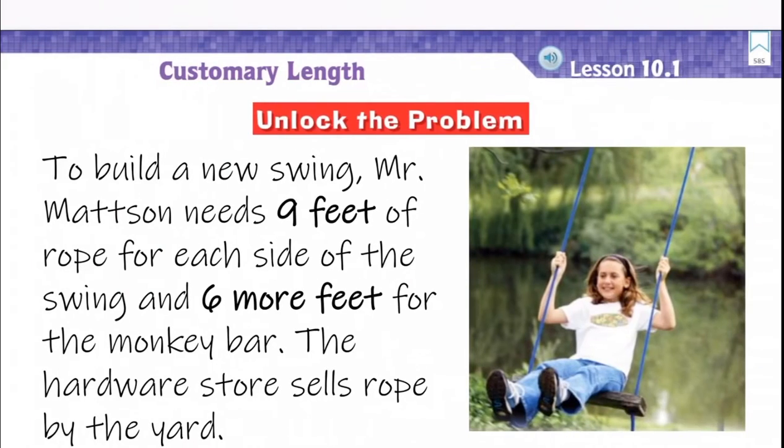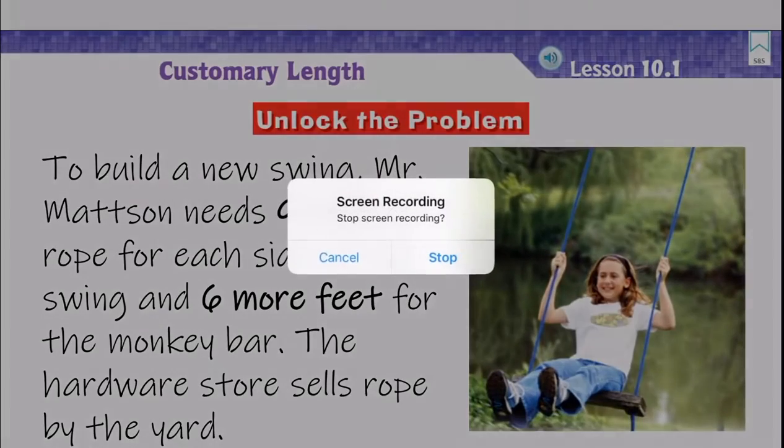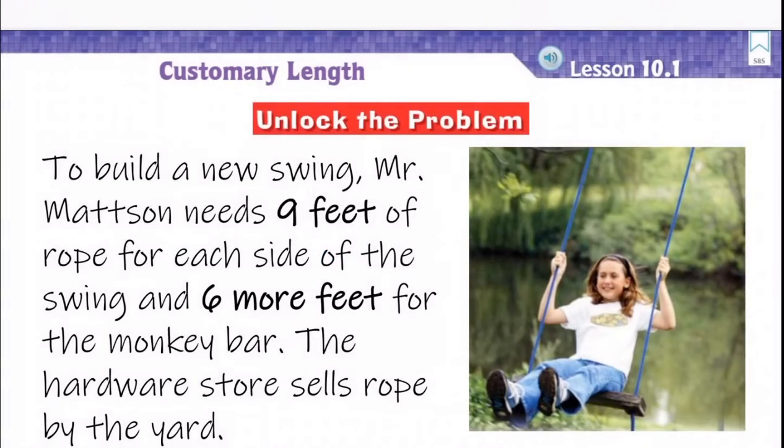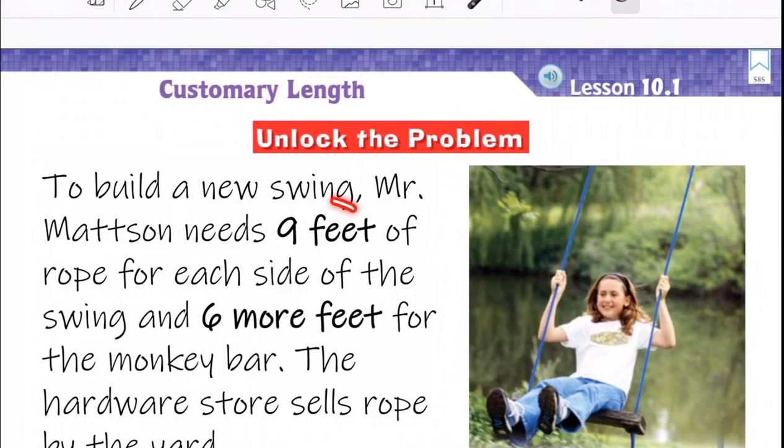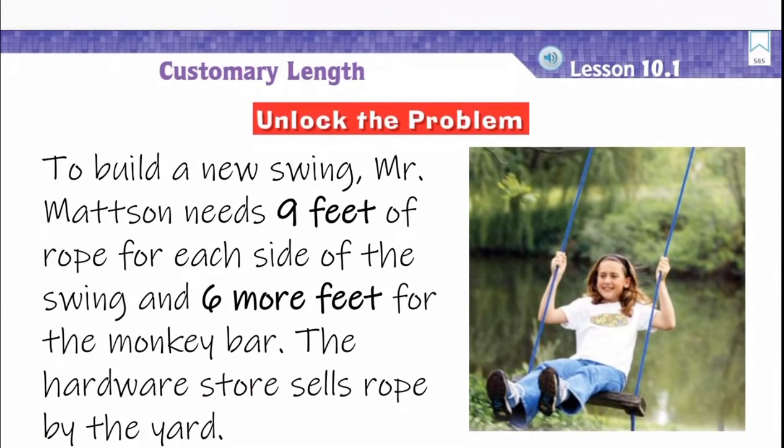Okay. So here is our problem. To build a new swing, Mr. Matson needs 9 feet of rope for each side of the swing and 6 more feet for the monkey bar. The hardware sells rope by the yard. Okay, a few important things to be thinking about: 9 feet, 6 more feet, and yard.